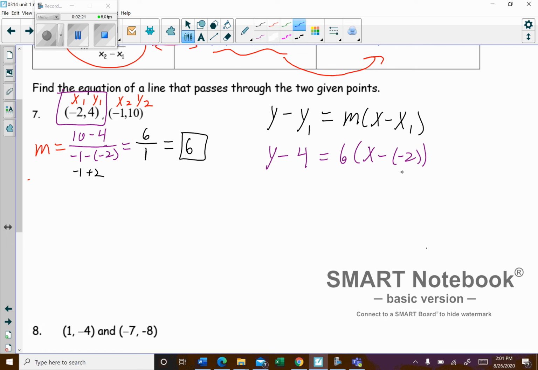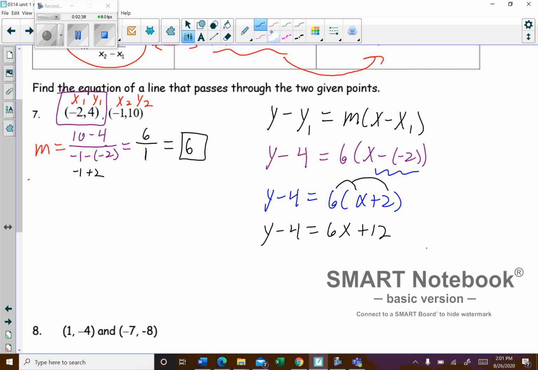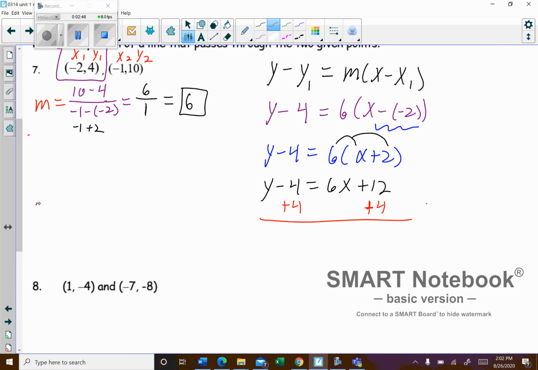All right, so we'll fix this. So y minus 4 equals 6 times x plus 2. And then we're going to distribute the 6. So y minus 4 equals 6x plus 12. And then now we're going to add 4 to both sides. And that should do it. So we should end up with y equals 6x plus 16.